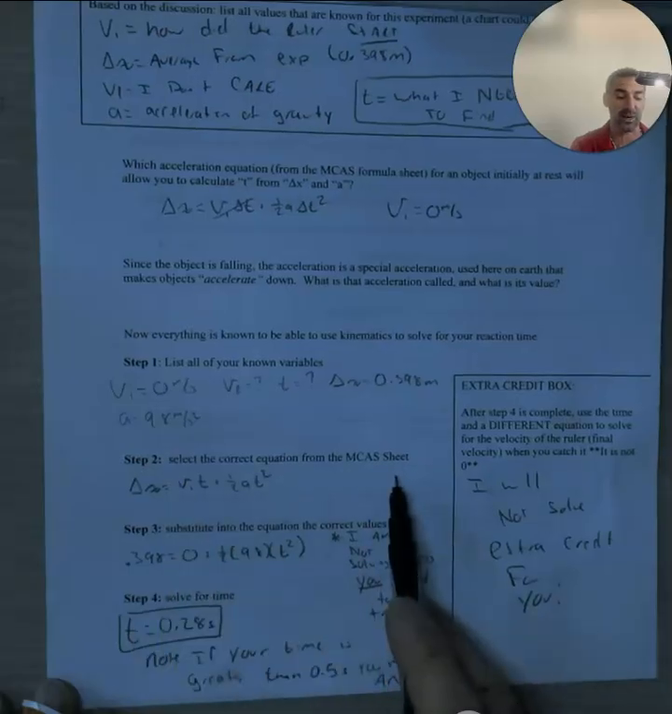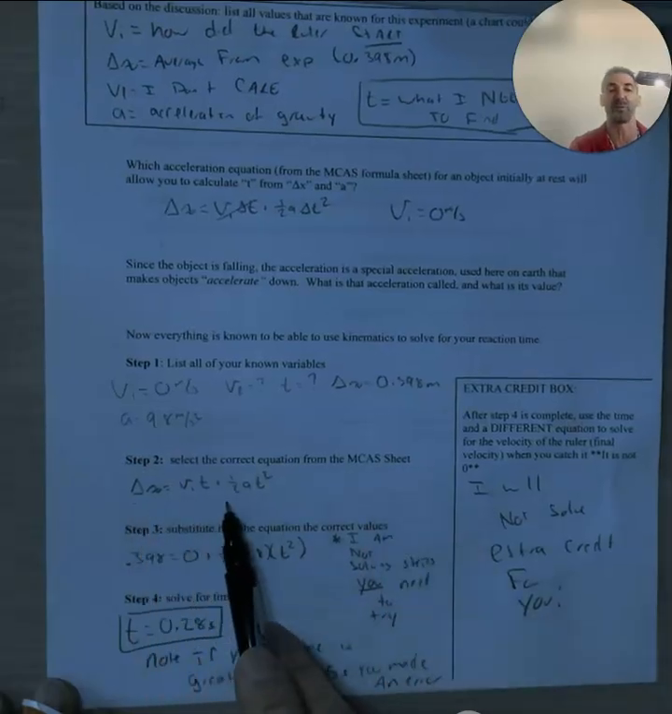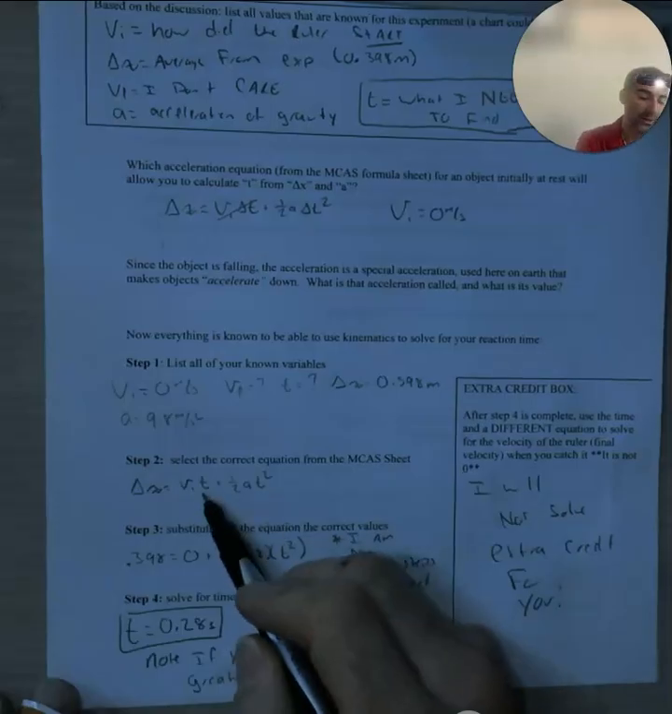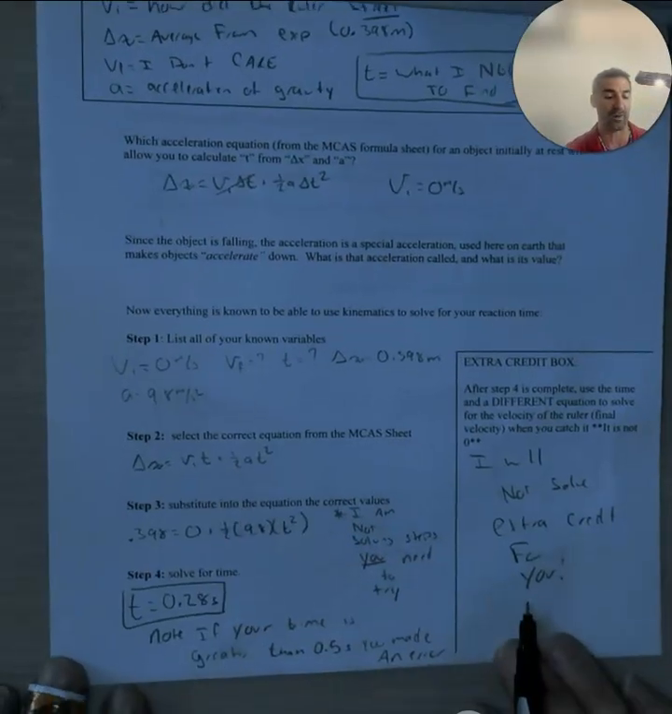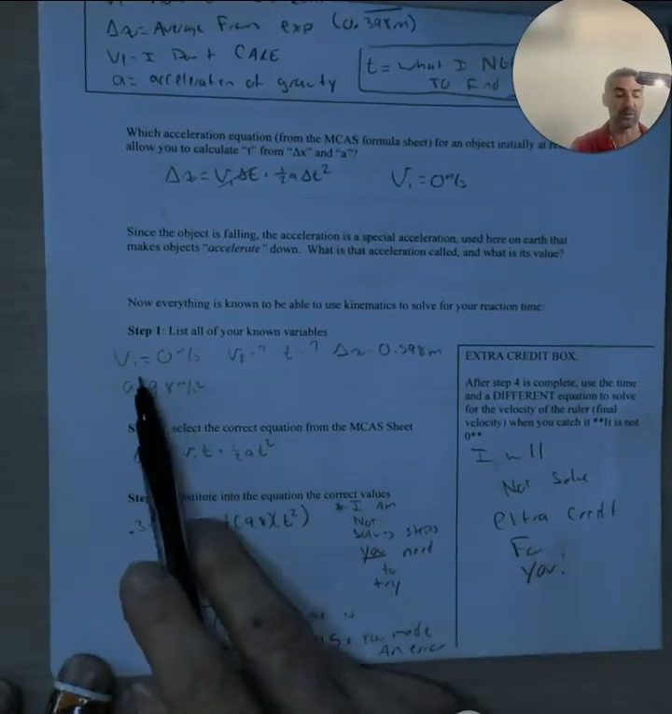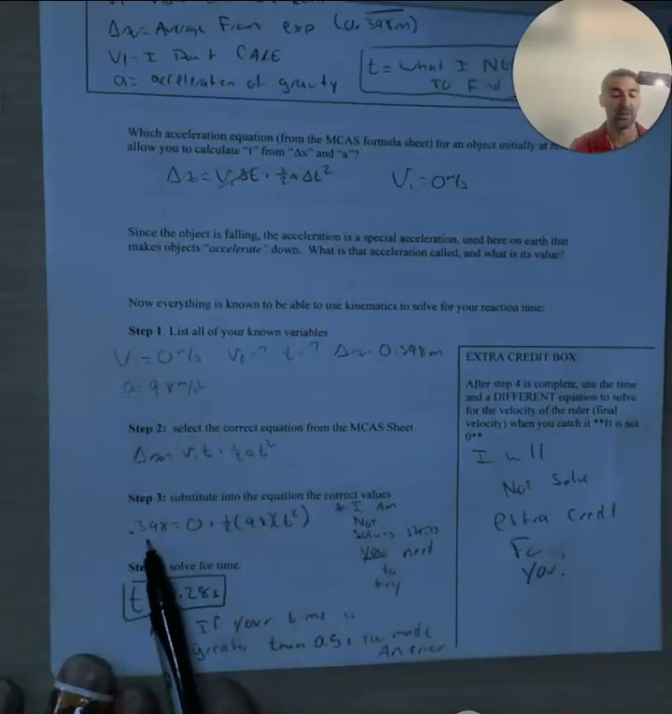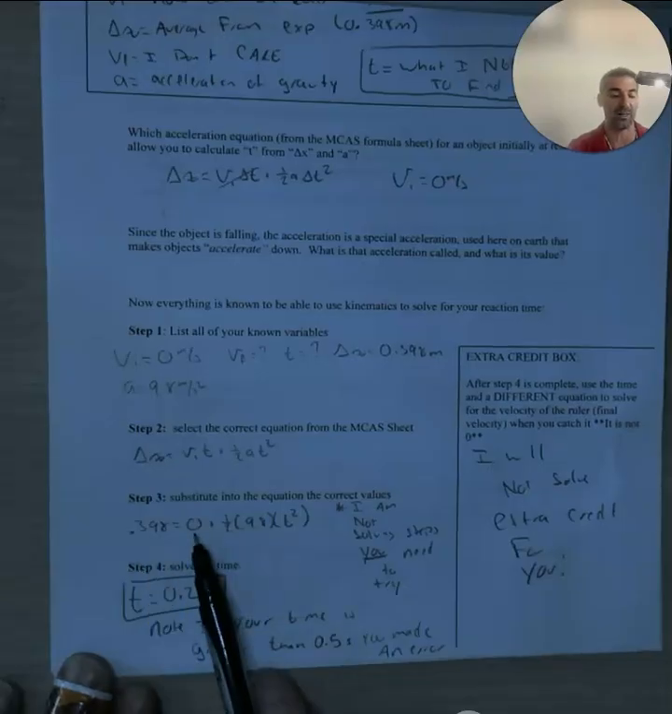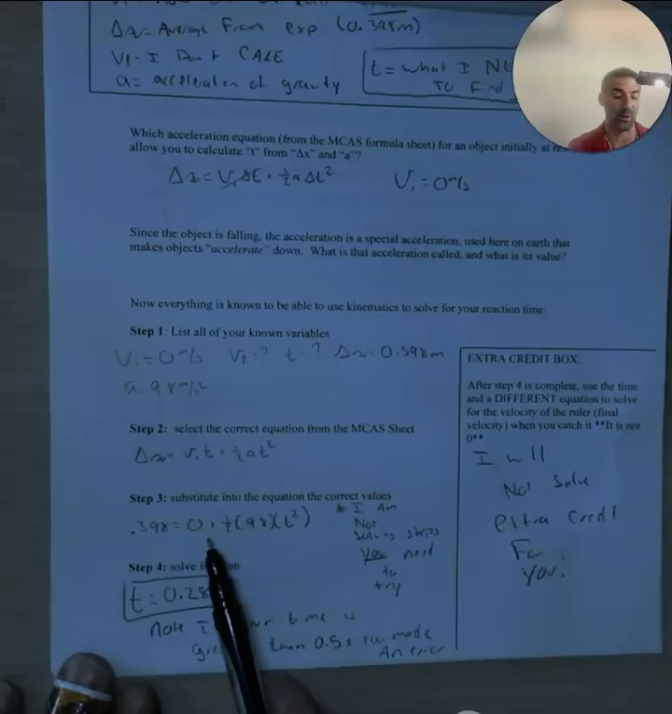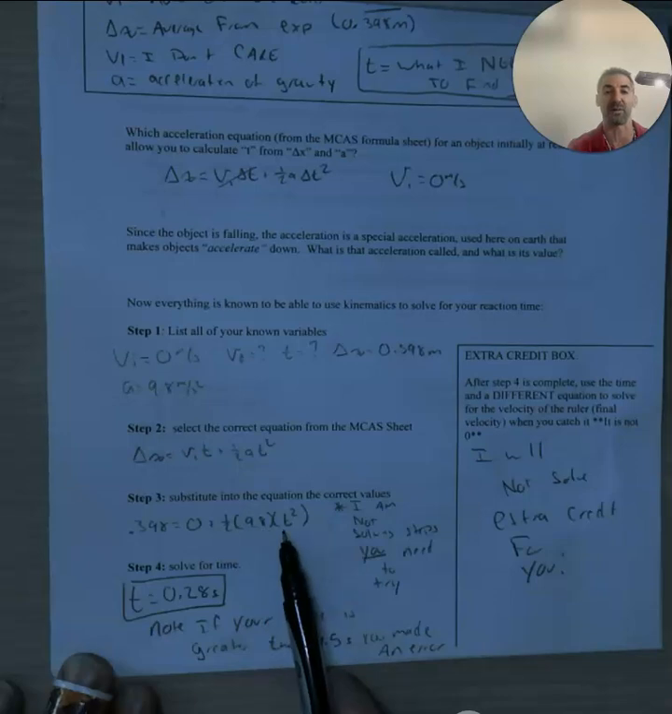I selected the right equation from the MCAS sheet. Delta x is vi t plus 1 half a t squared. There should be little deltas there. I just dropped them out. Then I subbed in my numbers. So this was the given equation. Substitute and solve. This is my substitute. 0.398 equals 0. Hopefully you know why. Plus 1 half times the acceleration of gravity times t squared.